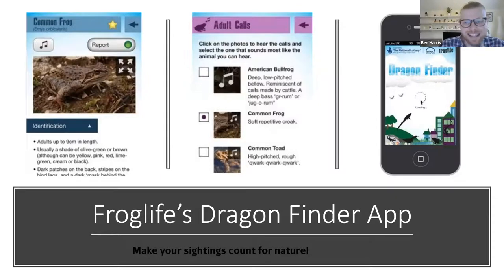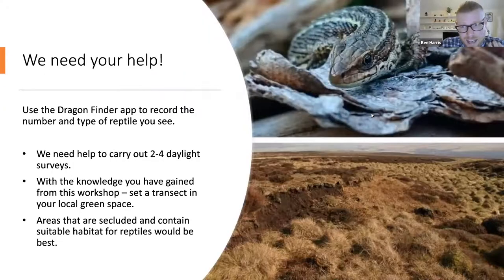And we really need you guys to record your sightings and send them to us. It helps us better identify areas that might need better habitat management or that might need increased connectivity. And this is where we really need your help. Use the Dragon Finder app to record reptiles in your local space. So each year, if you can carry out 2 to 4 daylight surveys, like I've just gone over, and then submit any data through Dragon Finder, that is what this project is all about. We're looking to improve the records that we have for reptiles because there is a real paucity of data, and it makes it far more difficult to do good conservation work when we don't have the data available to us.